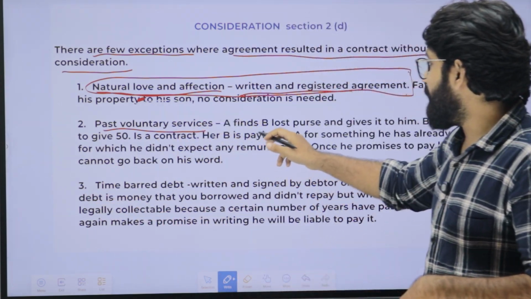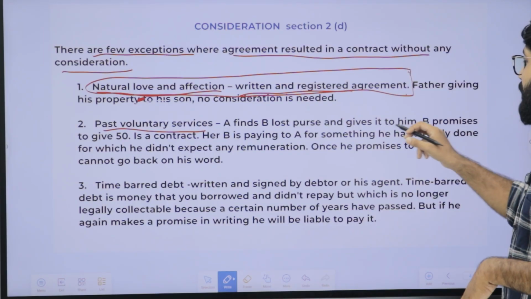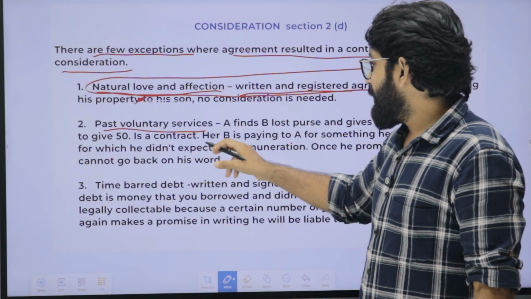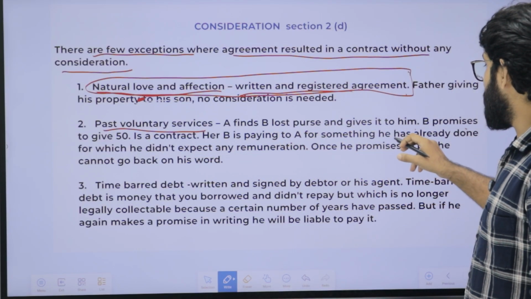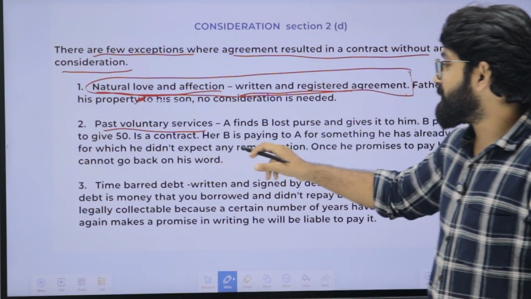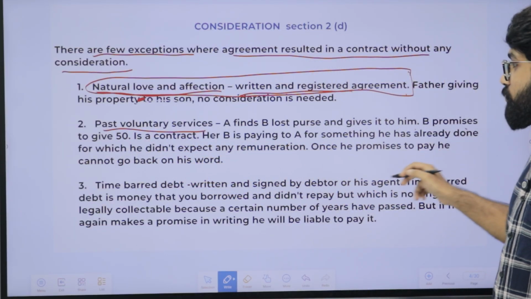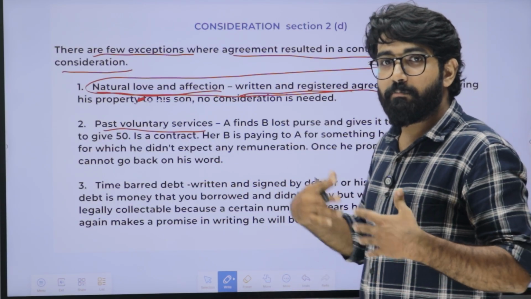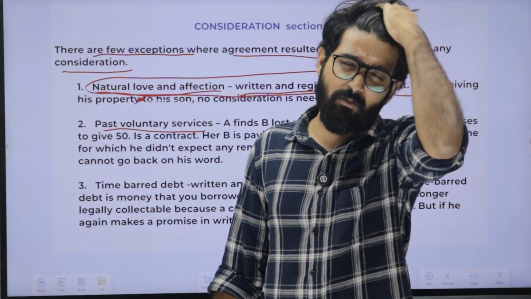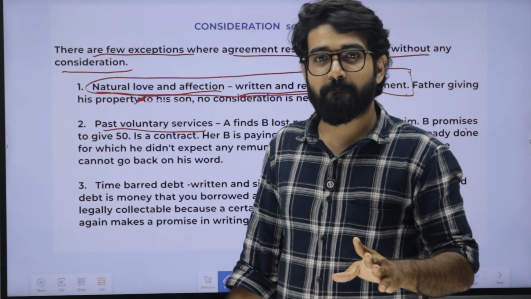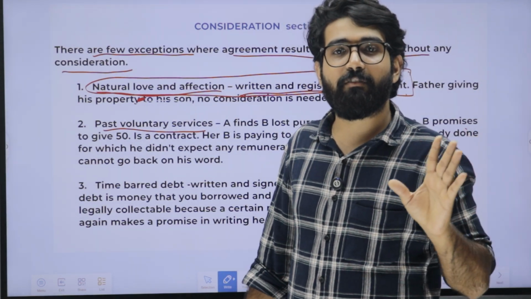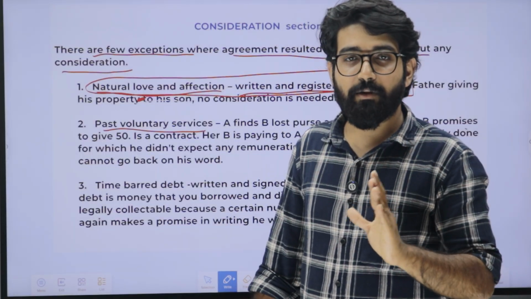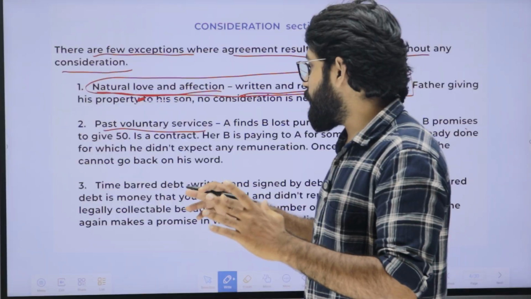Past voluntary service: A finds B's lost purse and gives it to him. B promises to give rupees 50. Is it a contract? Here B is paying A for something he has already done, for which he didn't expect any remuneration. Once he promised to pay, he cannot go back on his words. So that person was not expecting to be paid, but if you offer him that money, some remuneration, then you will have to give it because that will result in a contract.